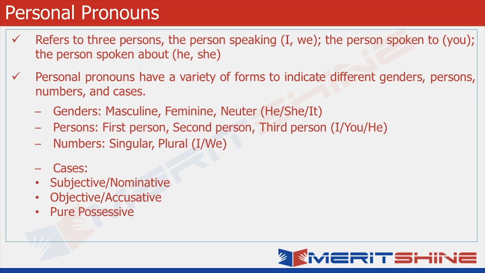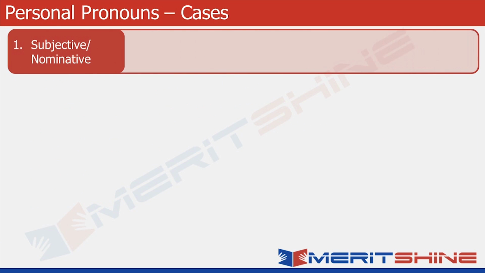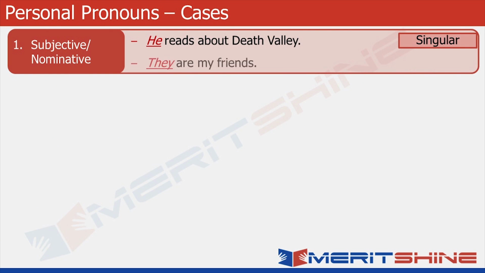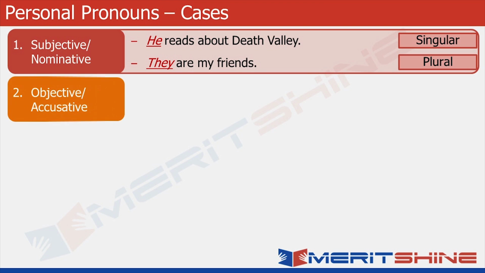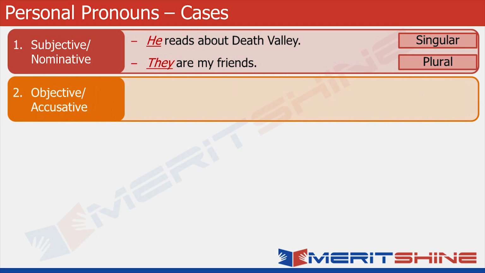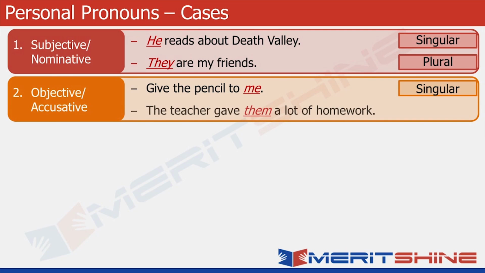In the subjective case, the pronoun is the subject of a sentence. He reads about Death Valley. They are my friends. Here he and they are singular and plural pronouns respectively. In the objective case, the pronoun is the object of a sentence. Give the pencil to me. The teacher gave them a lot of homework. Here me and them are singular and plural pronouns respectively.